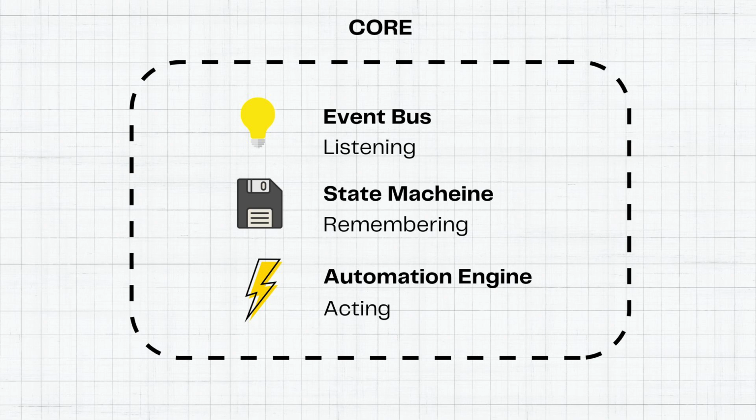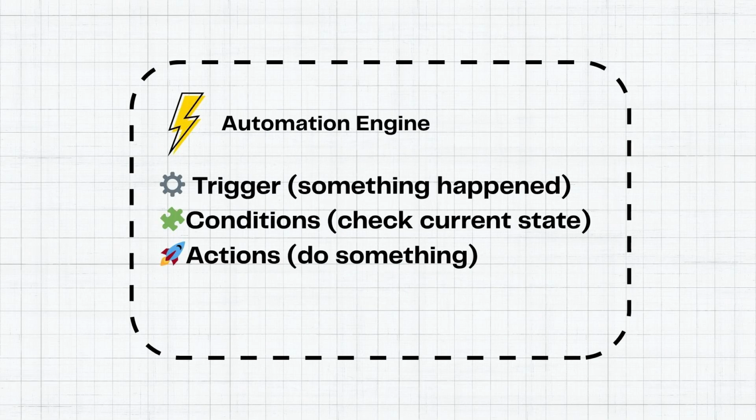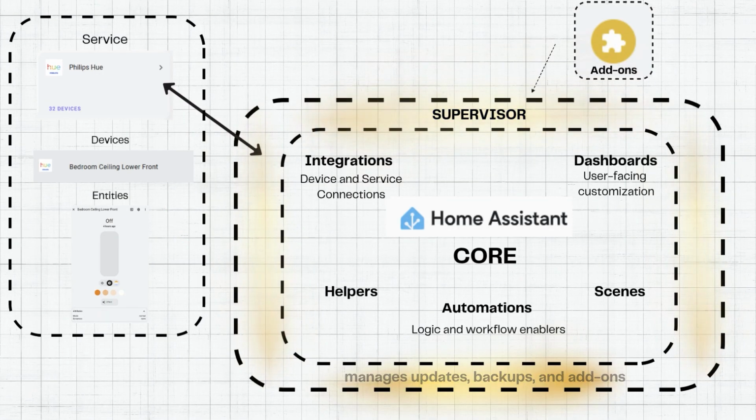Each automation listens for an event or a state change, checks if certain conditions are true, and then performs an action. Whether you build them in YAML or in the UI, they all run through the same core logic, a clean, local event-driven system.